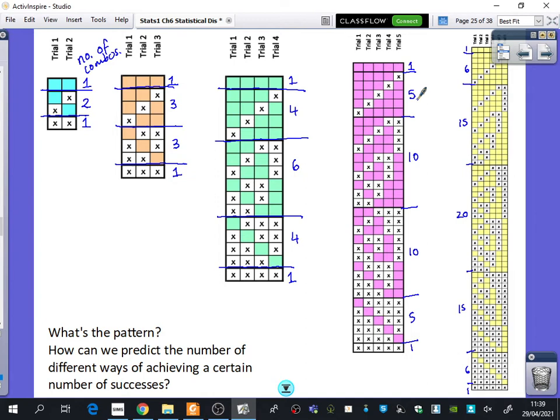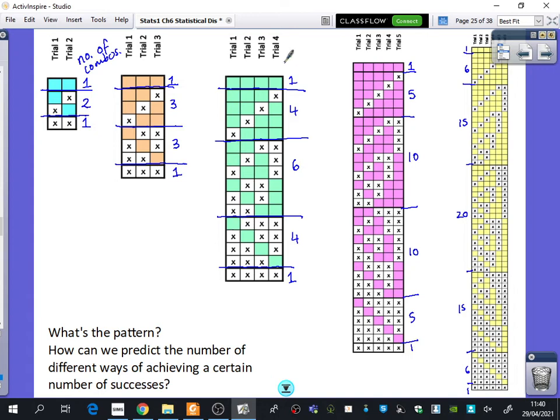We're going to see if there's a quick way about how we might do this. So first of all, we said, what's the pattern? It's binomial coefficients. How can we predict the number of different ways of achieving a certain number of successes? Well, we're going to use the binomial coefficients that we've got here. The first thing that I think is pretty clear to spot is that there's always going to be just one combination of winning all of them, or being successful in all of them. And there's always going to be one combination at the other end of failing all of them, because that just makes sense, right?